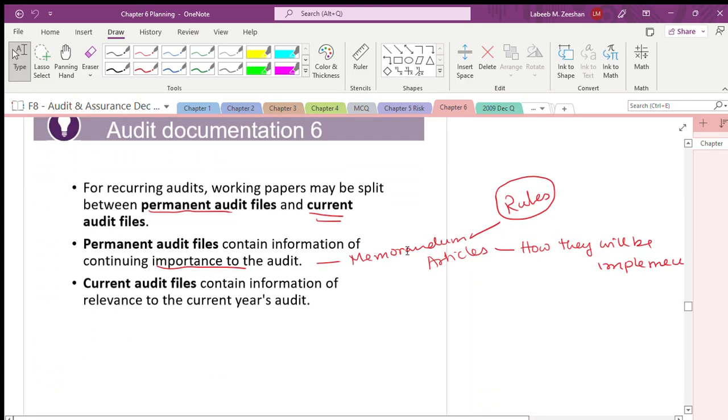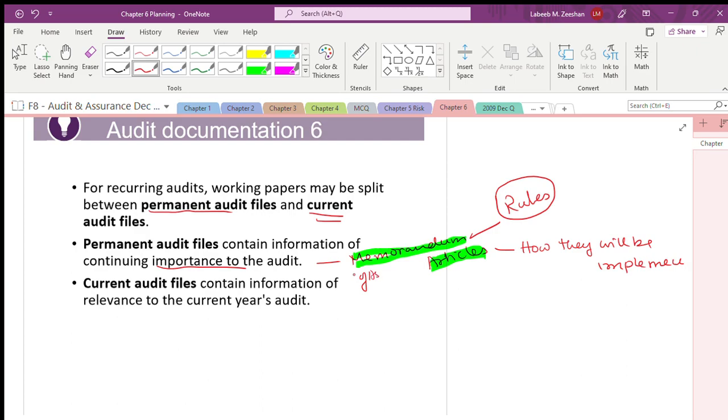Just now I told you about the permanent audit file and current audit files. Is it right? Permanent audit files. I expected this answer from you. Trust me, I expected there should be a memorandum of association and articles of association. What will be there in the permanent audit file? Memorandum of association and articles of association. Remember this. If you remember these two points, that is more than enough.